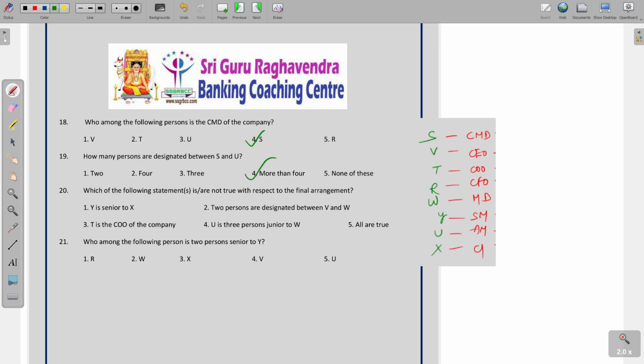And next, which of the following statements is not true? Okay. Y is senior to X, correct. 2 persons are between V and W, correct. T is COO, correct. And U is 3 persons junior to W. So U is 2 persons senior to W. So what is not correct here? Option 4 is not true here.